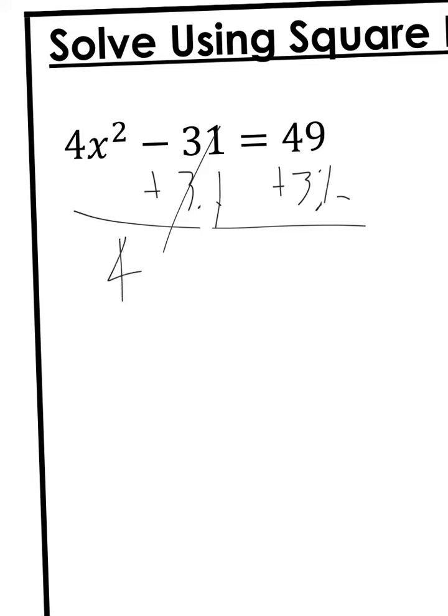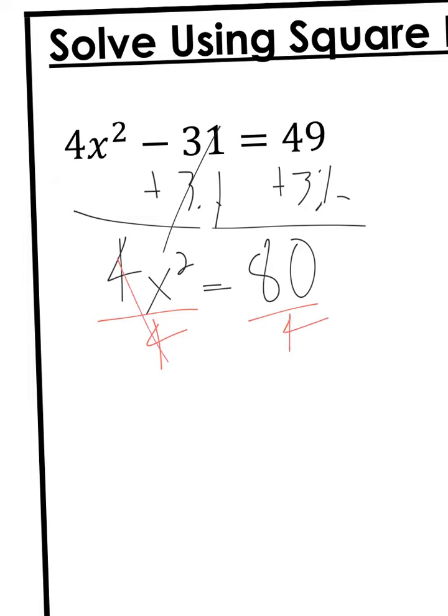And so I have 4x squared equals 49 plus 31, which is 80. All right. So now I just divide by 4. And I get x squared equals 20. This is what I mean by the square root method. Once you get it down to x squared, square root both sides.